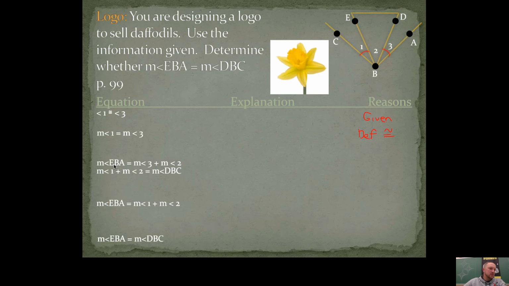Now, this next statement has 2 things listed, and it might be confusing to look at and figure out where it came from. It's telling you the measure of angle EBA. If you look up at your picture, it's equal to the measure of angle 3 plus the measure of angle 2. It's telling you that these 2 little angles make this big angle. Little plus little equals big. Remember that? That's a postulate. Now, they're doing the same thing for the other angle. Angle 1 and angle 2 make angle DBC. Little plus little equals big. That's your segment addition postulate.